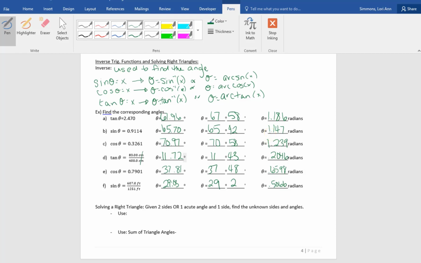Solving a right triangle. Given two sides or one acute angle and one side, find the unknown sides and angles. What we can use is the trig functions that we have learned so far, Pythagorean's theorem, and the inverse functions that we just learned.